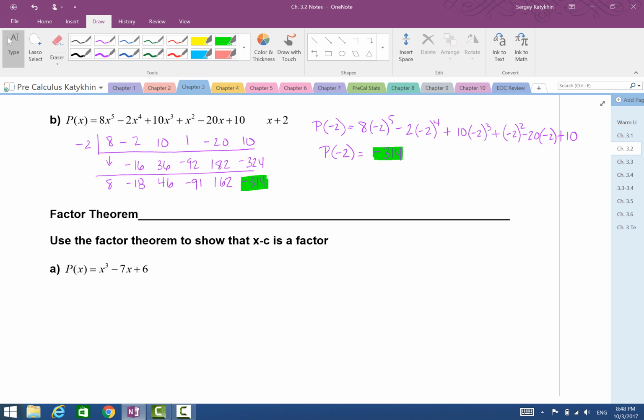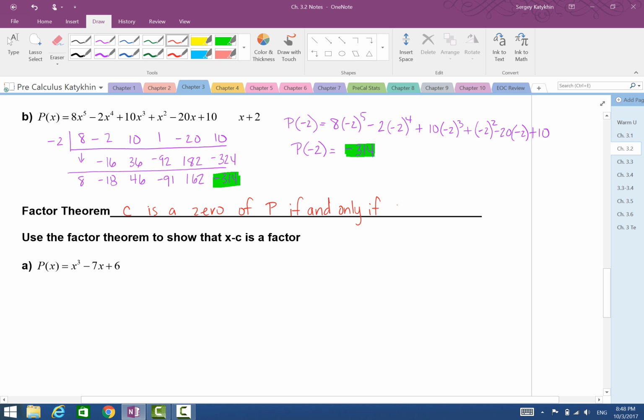The factor theorem states the following: c is a 0 of P, or the polynomial, if and only if x minus c is a factor of the original polynomial.